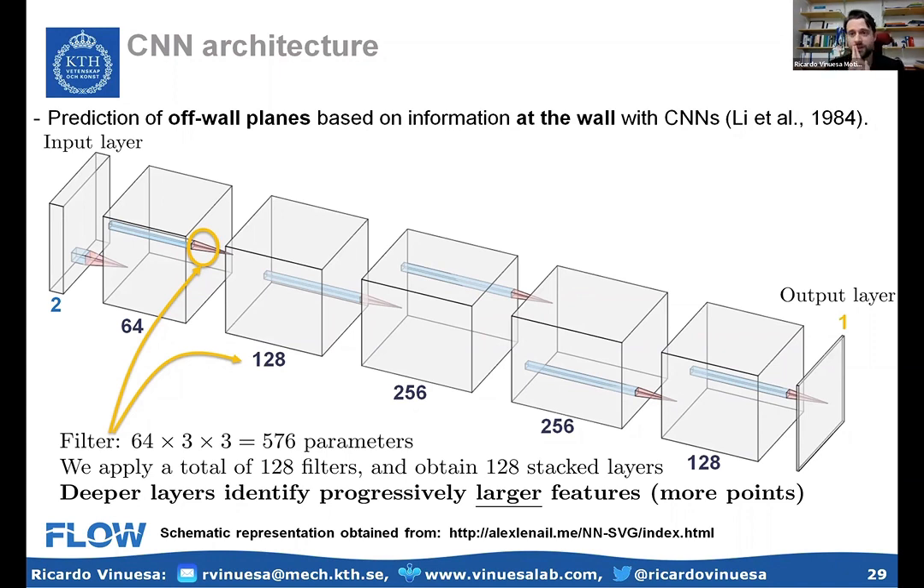And this is interesting because turbulence has a hierarchical structure in the sense that smaller structures are able to make up larger features that are observed farther away from the wall. Therefore, this hierarchical way of learning of the convolutional networks is very nicely suited to the way in which the turbulent scales actually take place. So the layers towards the end of the network are identifying larger features from the input map, and they're able to predict the larger scales that we have in the output.